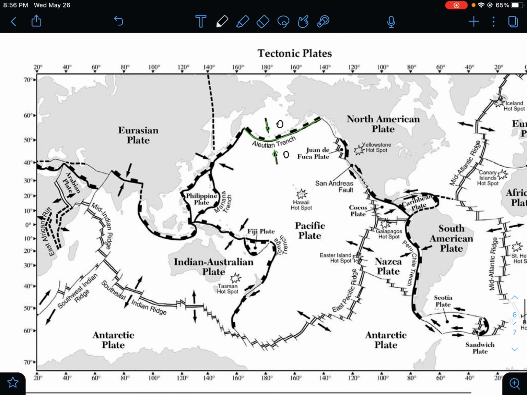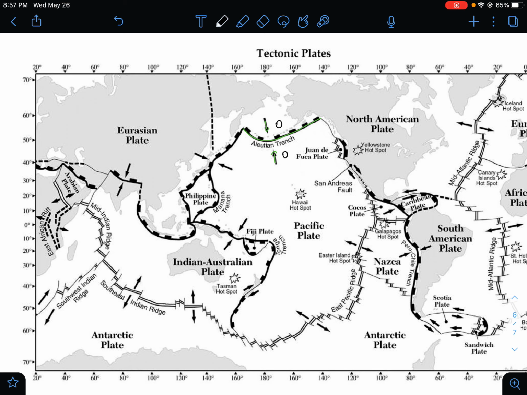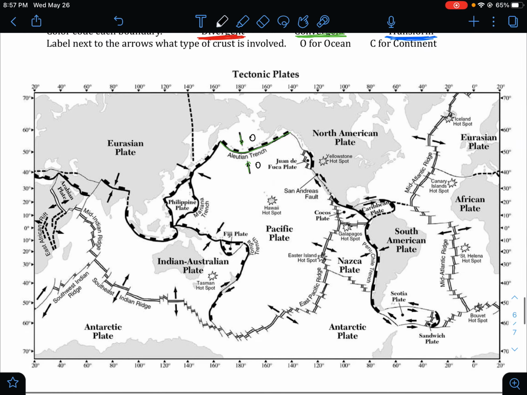Okay? You'll have to go through the entire map, and some of them are very easy and very obvious. Other ones are a little bit trickier. So I want you to go through and try to color in and label ocean, ocean, ocean, continent, continent, continent, whatever. I want you to label those different types of boundaries.